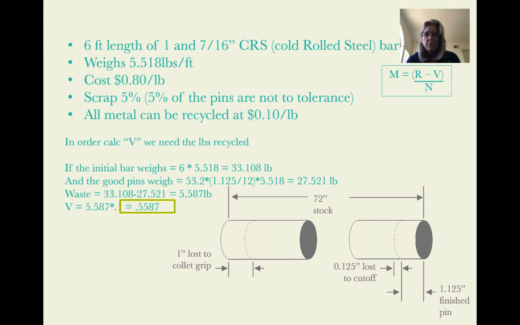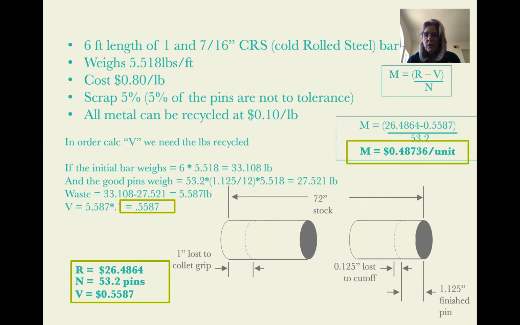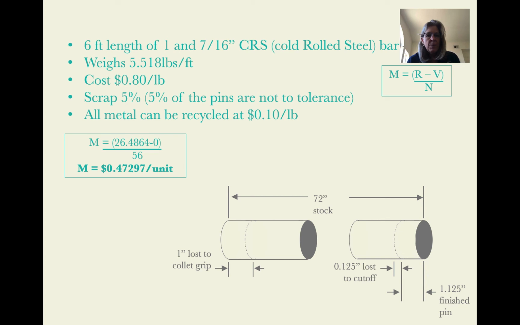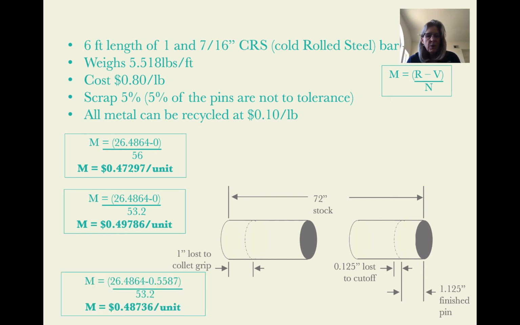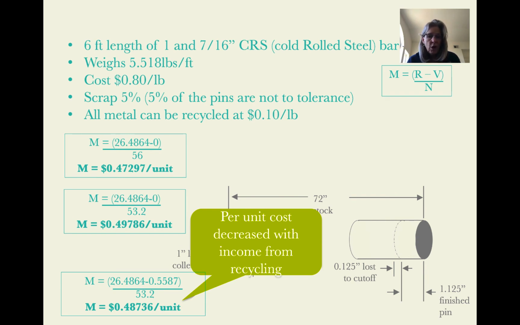So that means we're going to get 55.87 cents. We plug that into the equation, remembering our old values, and what ends up happening is the cost actually fell because we subtracted out that revenue from recycling. So let's look at it overall here. We initially had the cost, before we had recycling and before we had bad parts, at 47.297 cents. Then we added this 5% scrap rate, and that ended up increasing the cost per unit from 47.3 cents to 49.8 cents, and that's because we had some bad pins. So you can see the cost of quality, or cost of bad quality, can be reflected in these calculations. And then we said, well, we're going to be recycling. So that ended up actually lowering the per unit cost from 49.8 to 48.7 cents, and that's because we're getting revenue from recycling. We're getting some money back in the system.